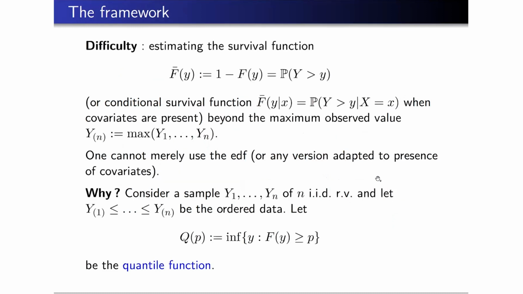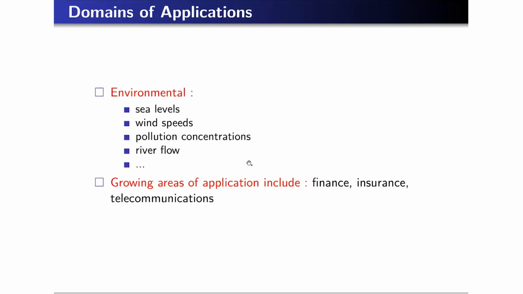Extreme value theory. The difficulty is that we cannot use the empirical distribution function, as Shakami said in his talk. And if we cannot use the empirical distribution function, we have to find an adaptation or a new method to estimate the quantile of my variable Y.